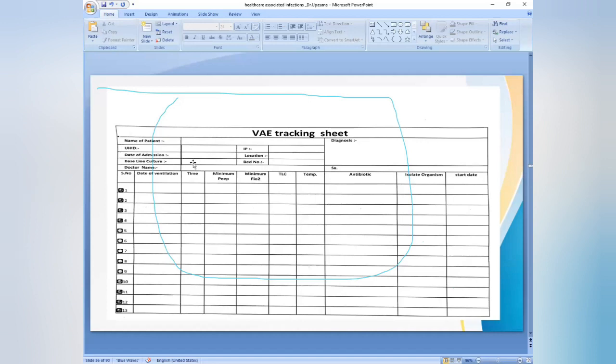If the baseline culture is positive, this is not included in healthcare associated infection. If it is beyond the baseline, after 48 hours, there is another sample and the patient has worsened and has not responded, then it can be labeled HAI. So record the date of ventilation, time, P value, FiO2 value, counts, temperature, the different antibiotics given, the name of the isolate, and when the antibiotic was given. After the isolation of the organism, or previously before the isolation of the organism only, the antibiotic was given.